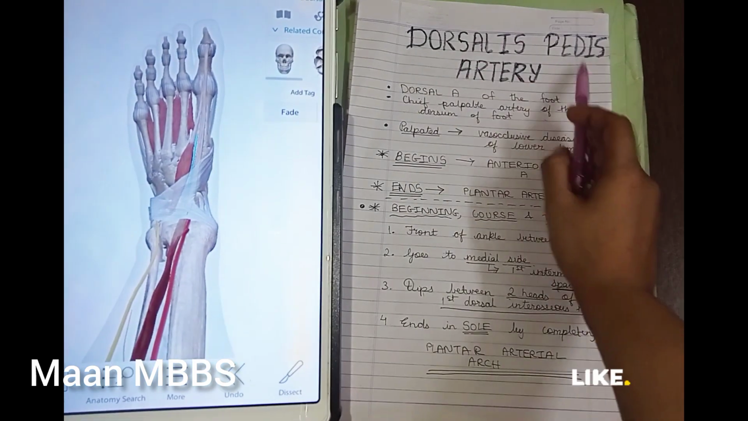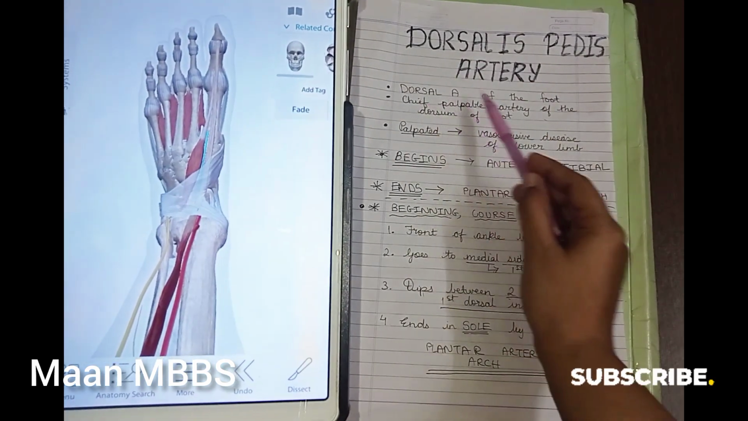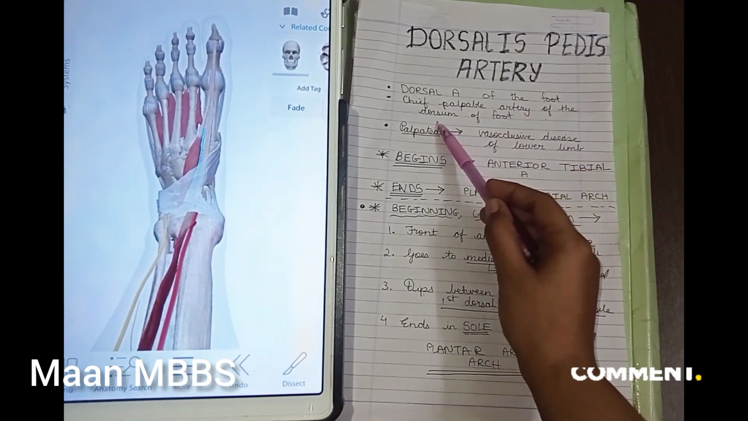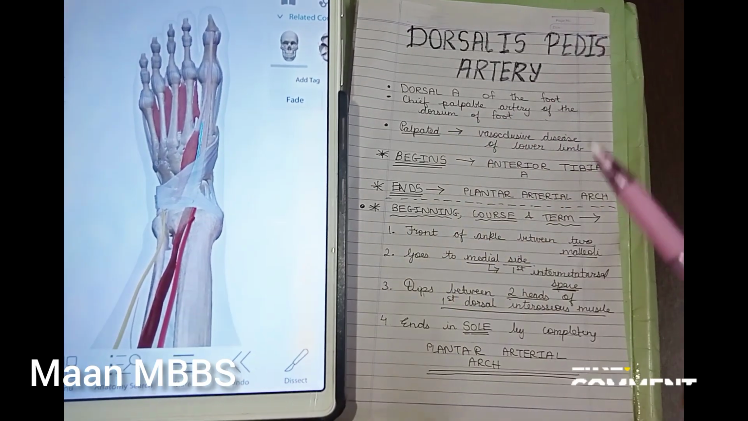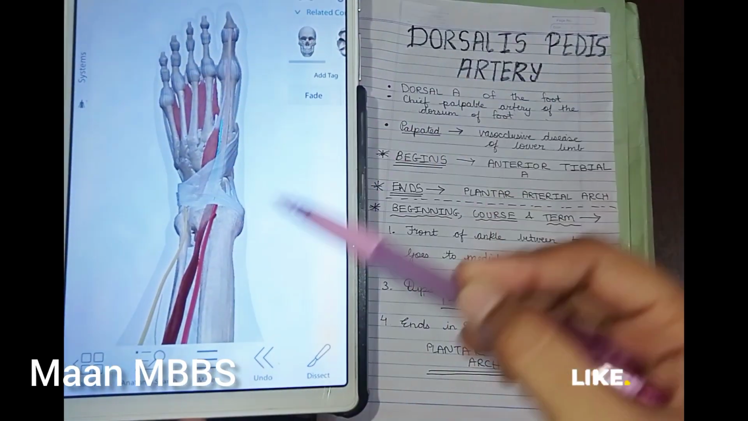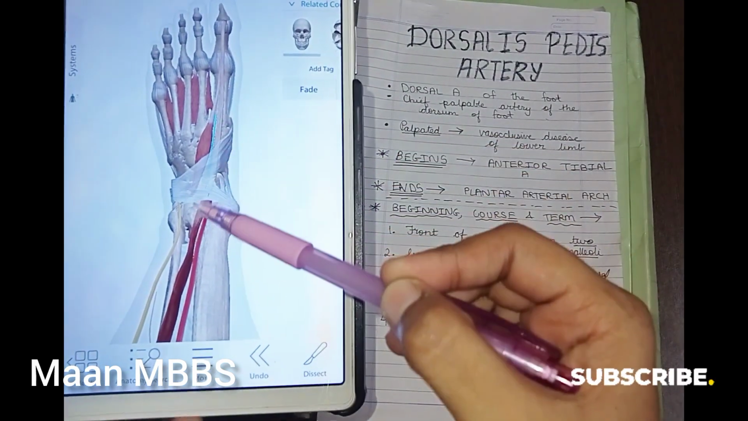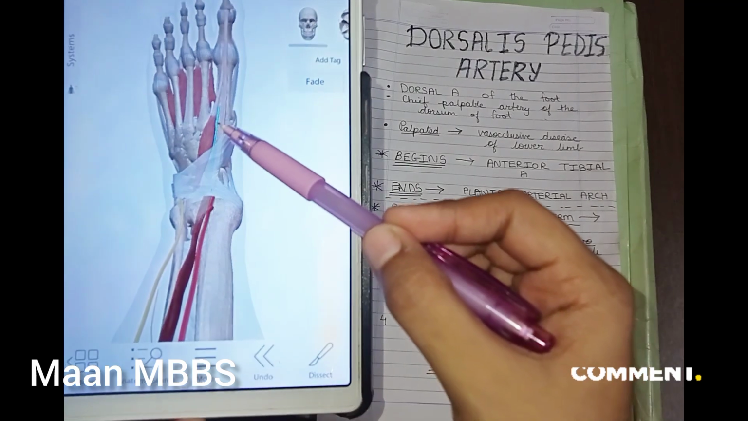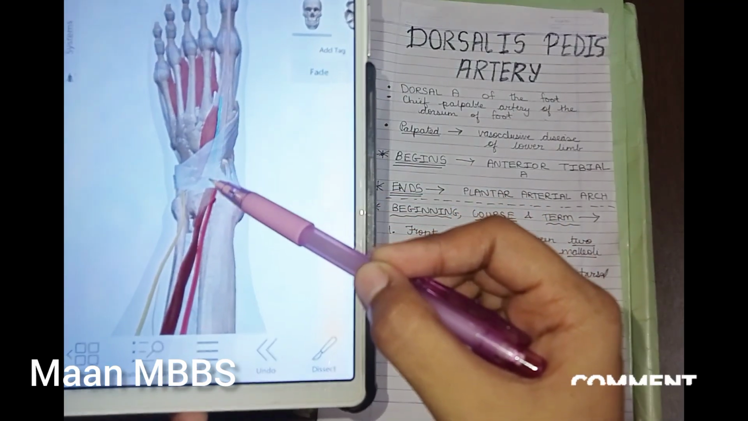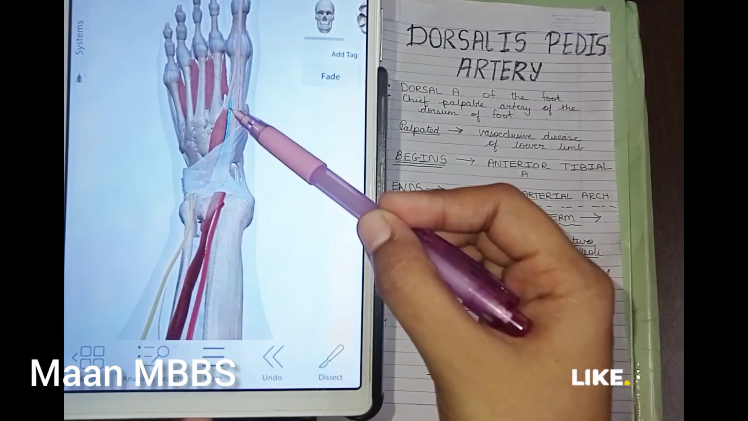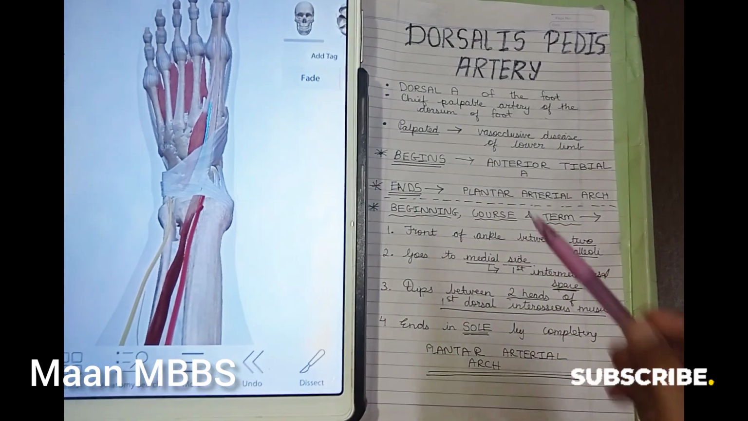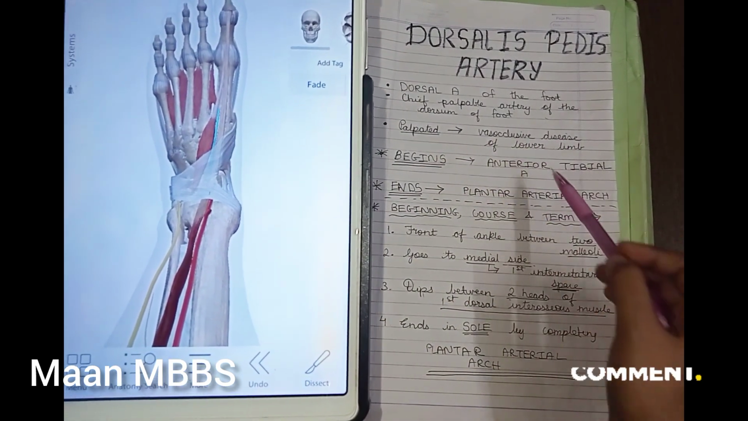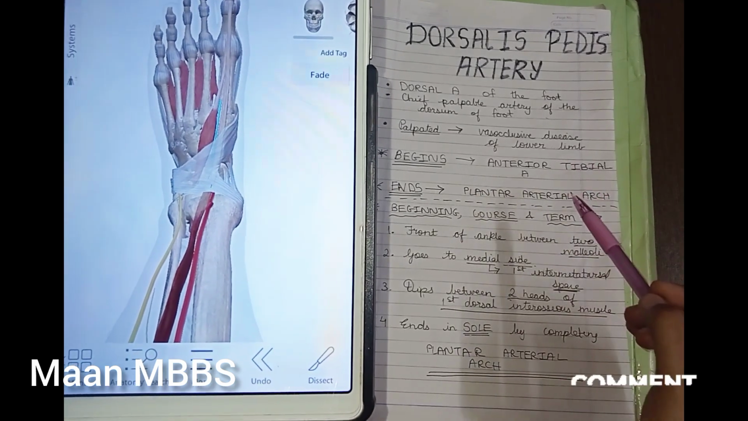Dorsalis Pedis Artery. It is a dorsal artery of the foot, chief palpable artery of the dorsum of foot. As we can see in this diagram, it is there on the dorsum of the foot, and this area highlighted in blue signifies Dorsalis Pedis Artery. It is palpated in vaso-occlusive disease of lower limb. We will talk about it in the clinical part.